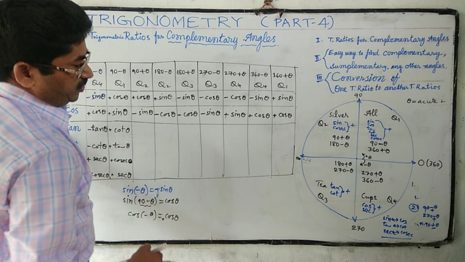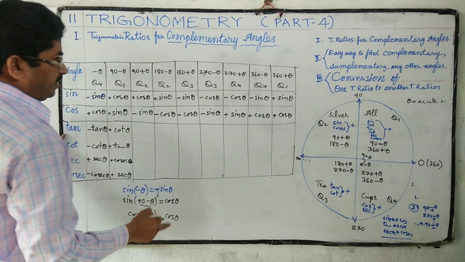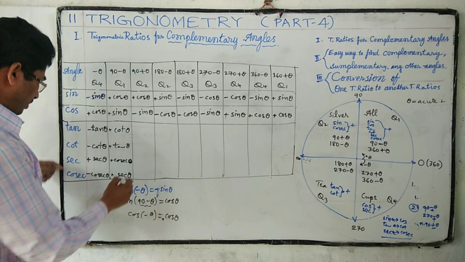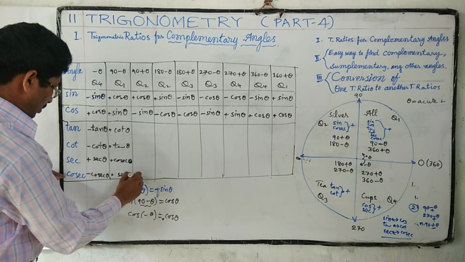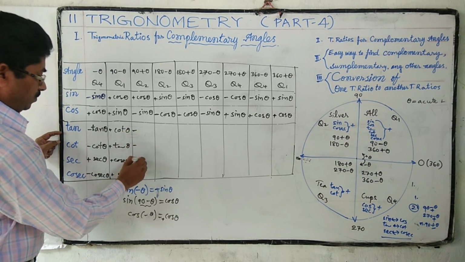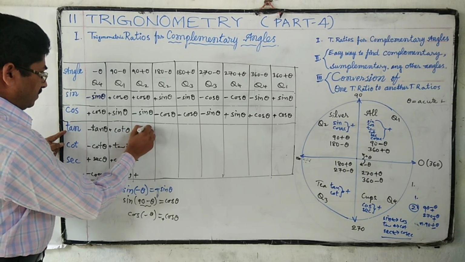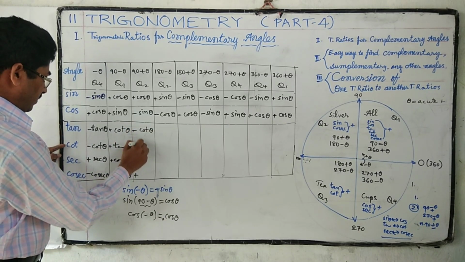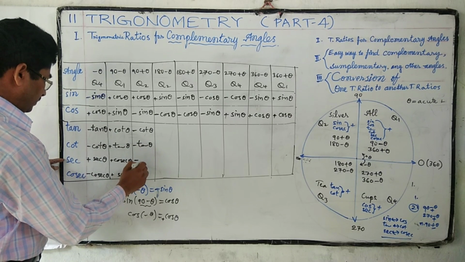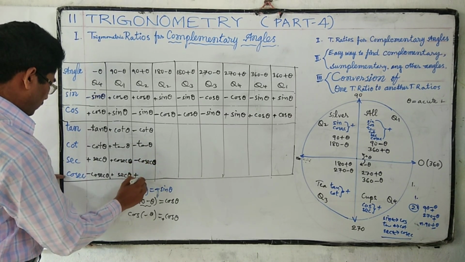90 plus theta, second quadrant all silver, second quadrant sine and cosec only positive, remaining all negative. We have to change the function: tan to cot, cot to tan, sec to cosec, cosec to sec.